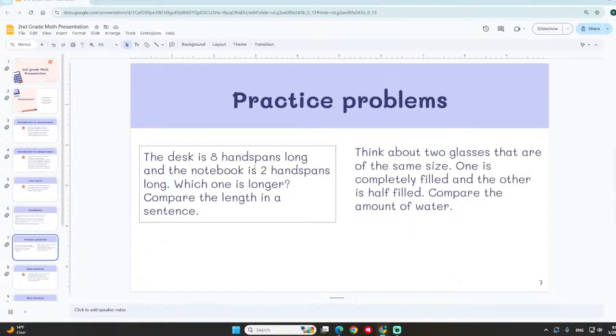Let's do some practice problems. The desk is 8 handspans long, and the notebook is 2 handspans long. Which one is longer? Compare the length in a sentence. You guys think about this one for a few minutes, and then I'll explain the answer.